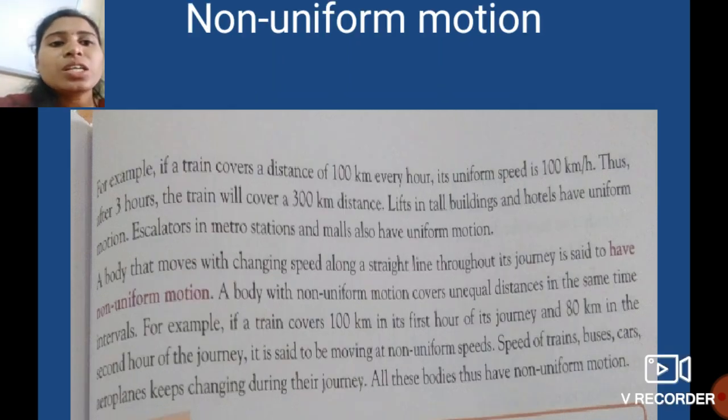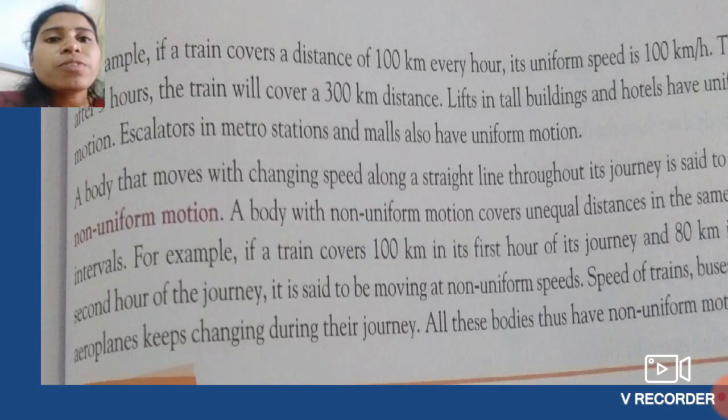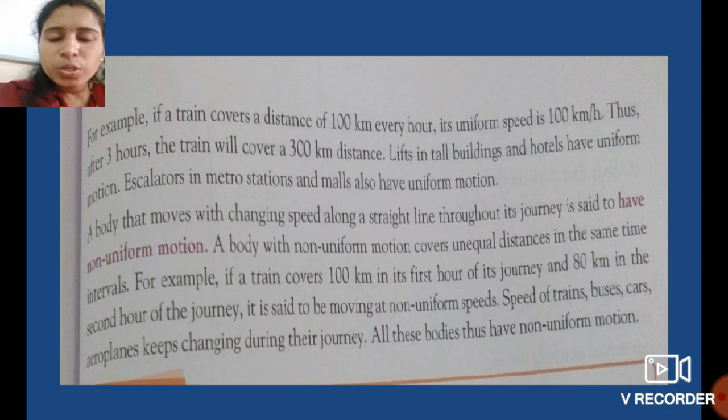Non-uniform motion, see students, is given in your textbook also. First, here is the example of uniform motion which is given in your textbook. If a train covers a distance of 100 km every hour, means in 1 hour this train covers 100 kilometers, its uniform speed is 100 km per hour. Thus, after 3 hours, the train will cover what distance? 300 km, as its speed is uniform.